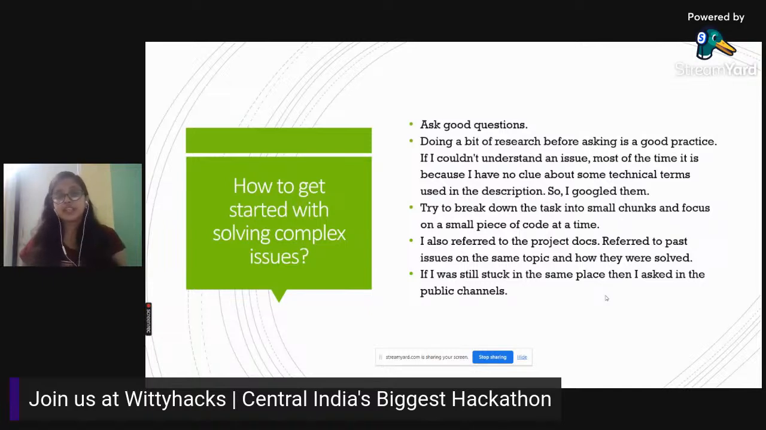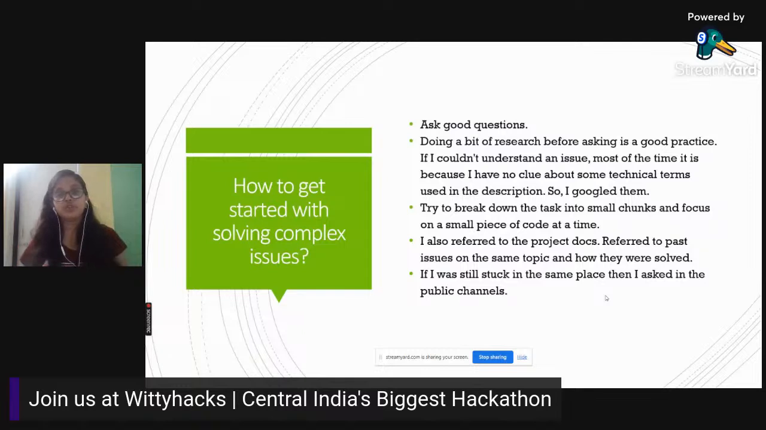Now another case that arises is that you have no idea about what the issue is saying. Most of the places that I have realized in my open source journey is that if you're getting no clue about what the issue is about, it's because you're not understanding the technical terms that are there in the issue.